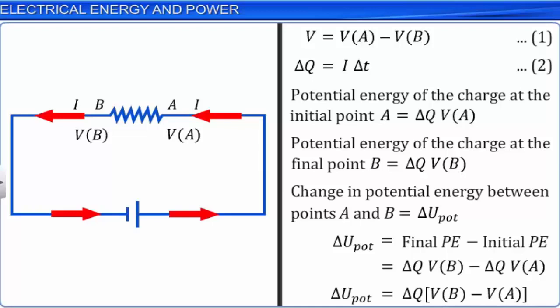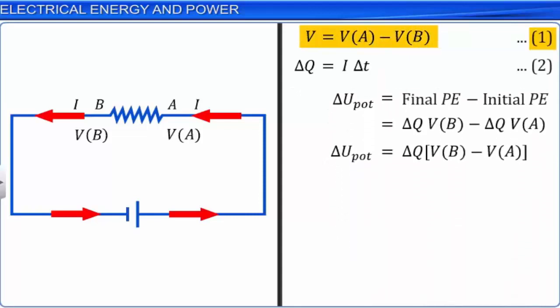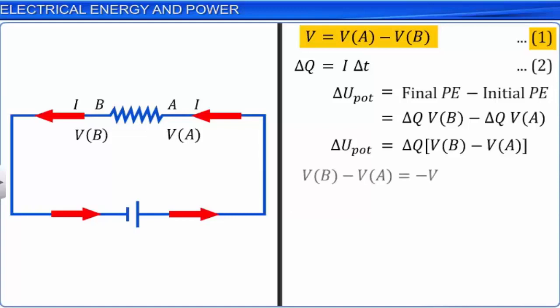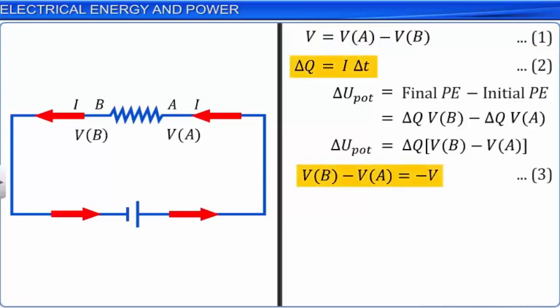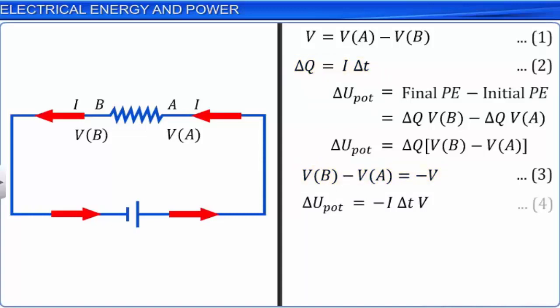From equation 1, we know that V is equal to VA minus VB. Therefore, VB minus VA is equal to minus V. Let this be equation 3. From equations 2 and 3, delta U potential is equal to minus I delta t V. Let this be equation 4. Since the value of delta U potential is negative, it is less than 0.